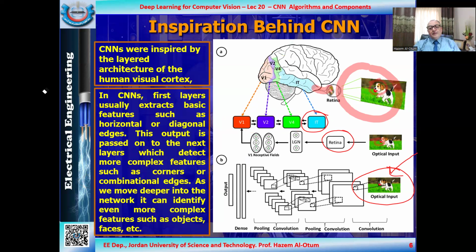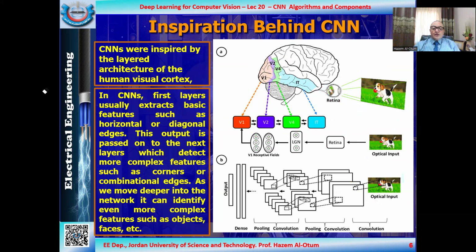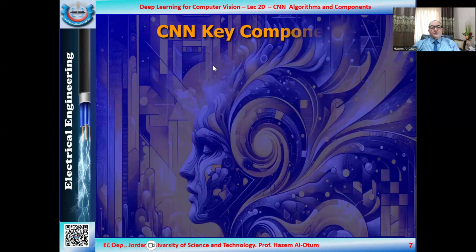This is the main topic or the main idea behind using the CNN in general, and this is, let's say, inspired by the human vision system and the human visual cortex that is interacting in the brain to perform classification and recognition purposes and applications. Let's go now and have a closer view about the CNN itself.